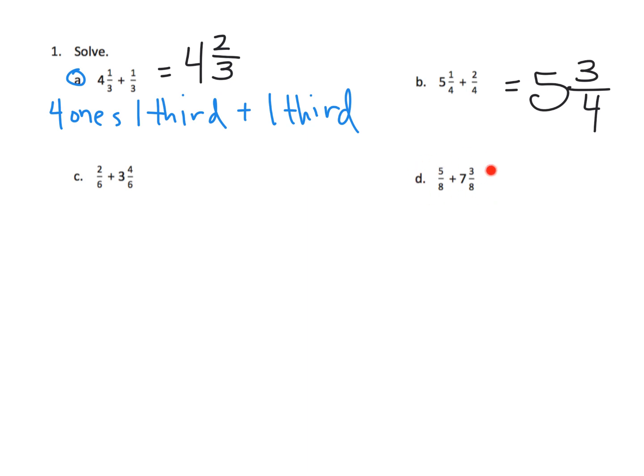Here, same idea, only now they've put the fraction in front of the mixed number, in which case this is going to be 7 8/8. But we know that 7 8/8 equals 8. Don't let the fact that these are 8s and this is an 8 trick you into seeing a pattern that isn't really there. That's a coincidence.